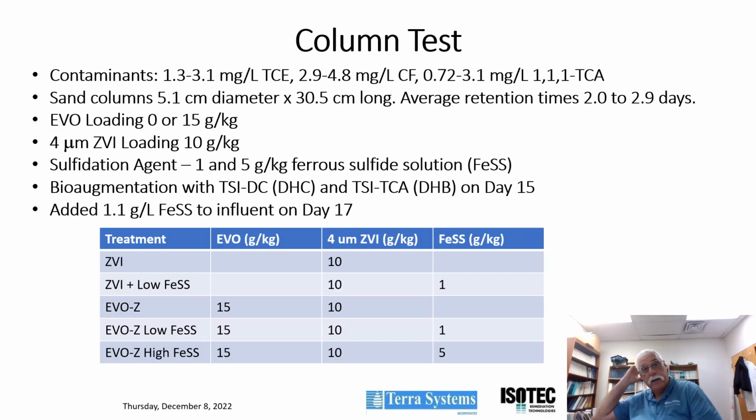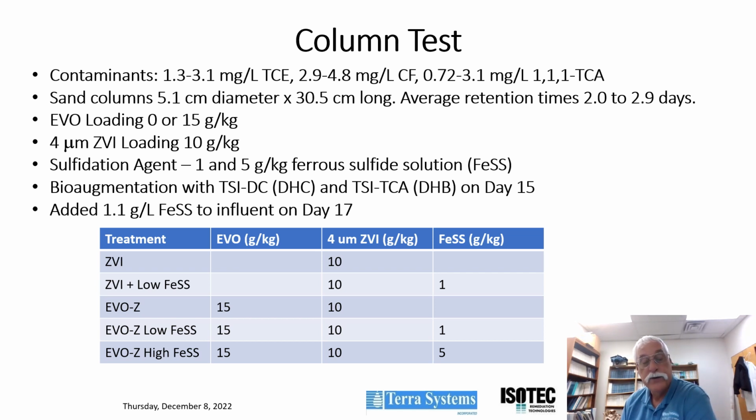Next, I'm going to describe some column tests we conducted. These were sand columns prepared. They were about 5.1 centimeters in diameter and 35 centimeters long. Average retention time was 2 to 2.9 days. Contaminants included 1 to 3 milligrams per liter of TCE, 3 to 5 milligrams per liter of chloroform, and 0.7 to 3 milligrams per liter of 1,1,1-trichloroethane.